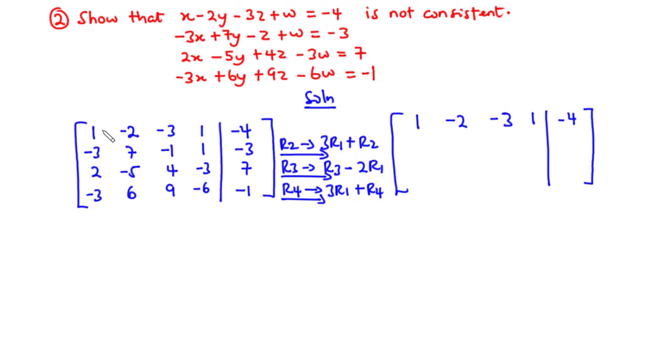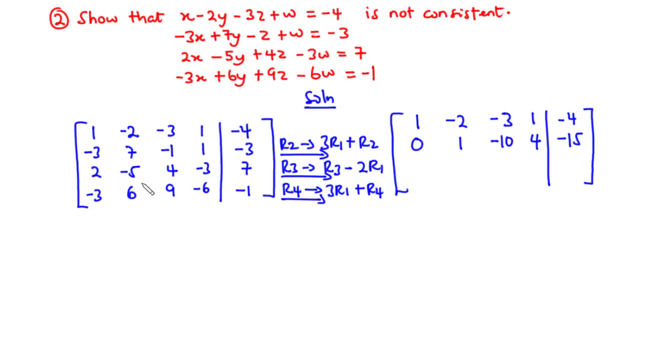Now we have 3 times 1, which is 3, plus negative 3 is 0. 3 times negative 2 is negative 6, plus 7 is 1. 3 times negative 3 is negative 9, plus negative 1, that becomes negative 9 minus 1, and that is negative 10. 3 times 1 is 3, plus 1 is 4. 3 times negative 4 is negative 12, plus negative 3 becomes negative 15.